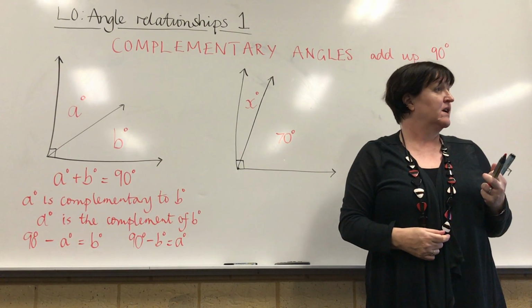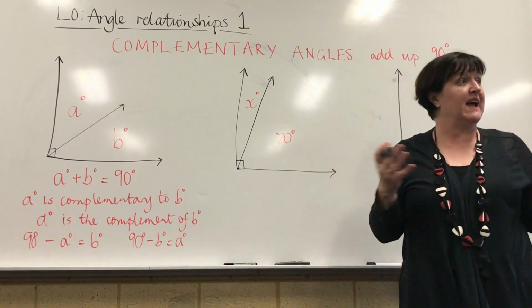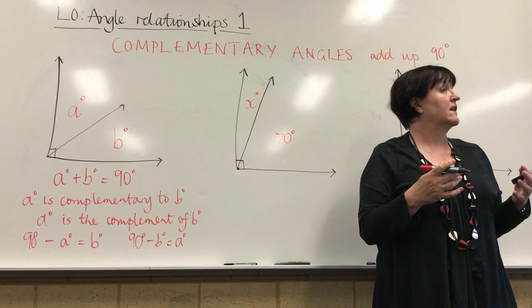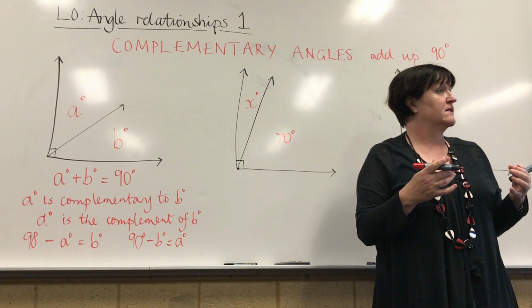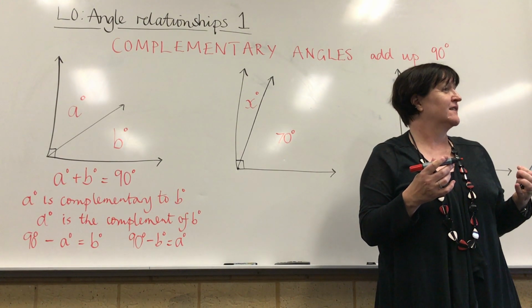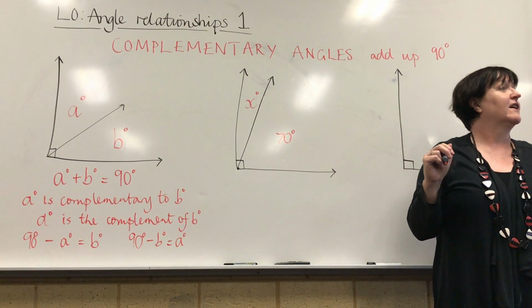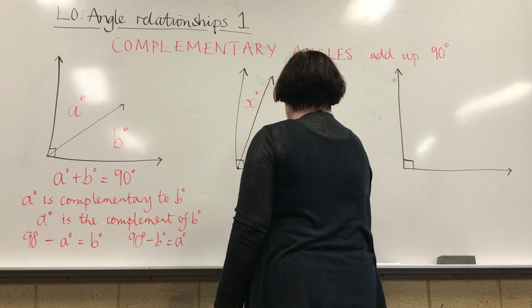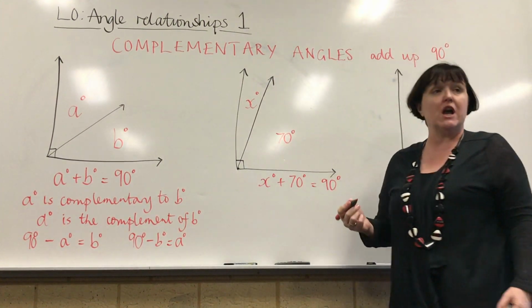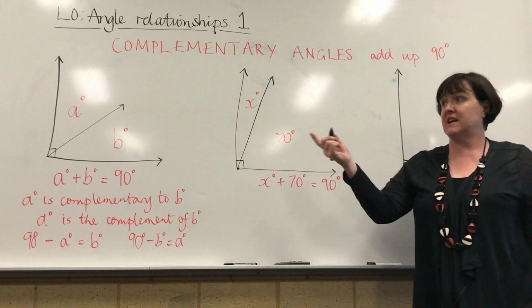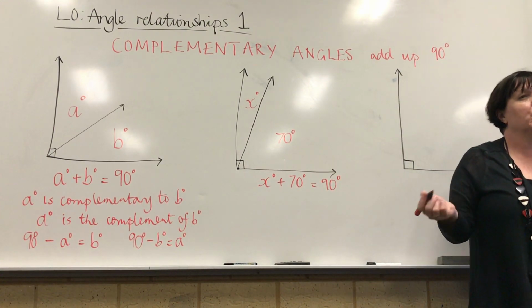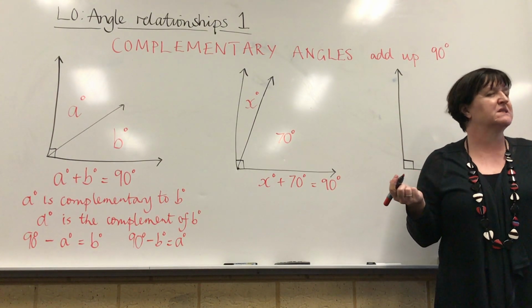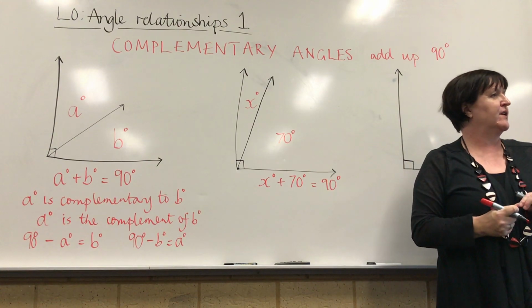Mackenzie? Yep, so what does it mean that they add up to? Give me a sentence, a math sentence. Molly? Angle X plus angle 70 degrees. Yeah, equals 90 degrees. Perfect, that's right. So X plus 70 degrees equals 90 degrees, because we know that they must add up to 90 degrees because they're complementary. Another way that we could use those letters and numbers. Tell me something else that's true about this.